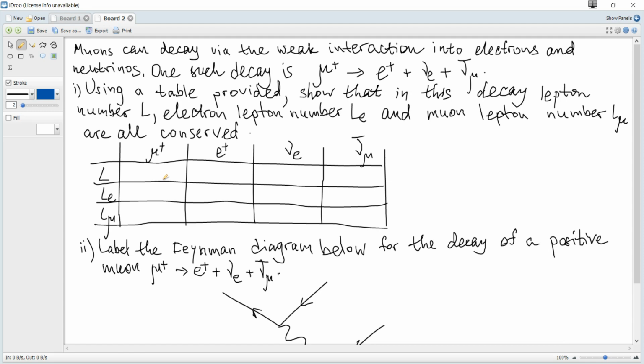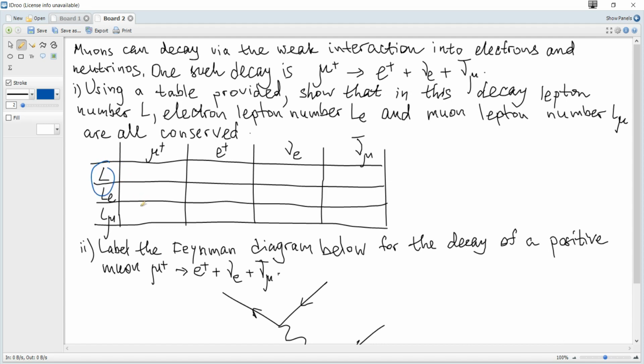Muons can decay via the weak interaction into electrons and neutrinos. One such decay, using a table provided, shows that in this decay lepton number, electron-lepton number and muon-lepton number are all conserved. Let's consider lepton number L.